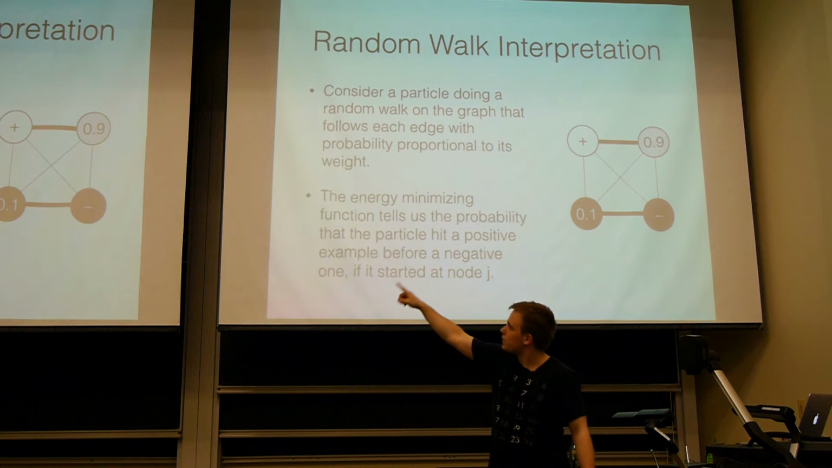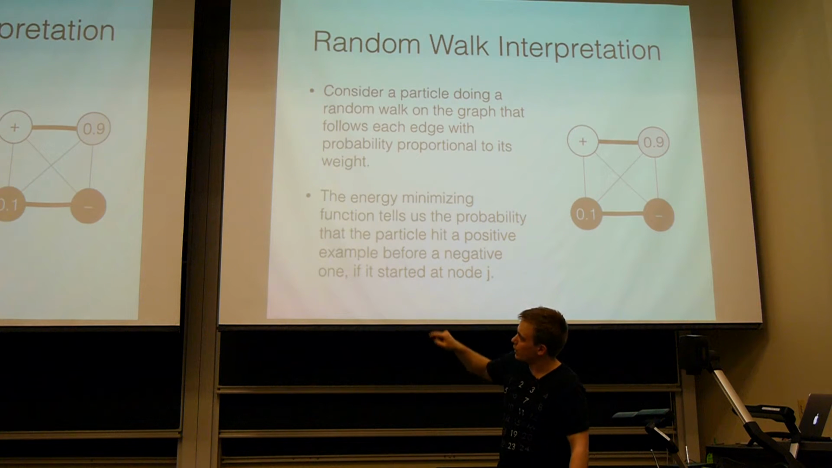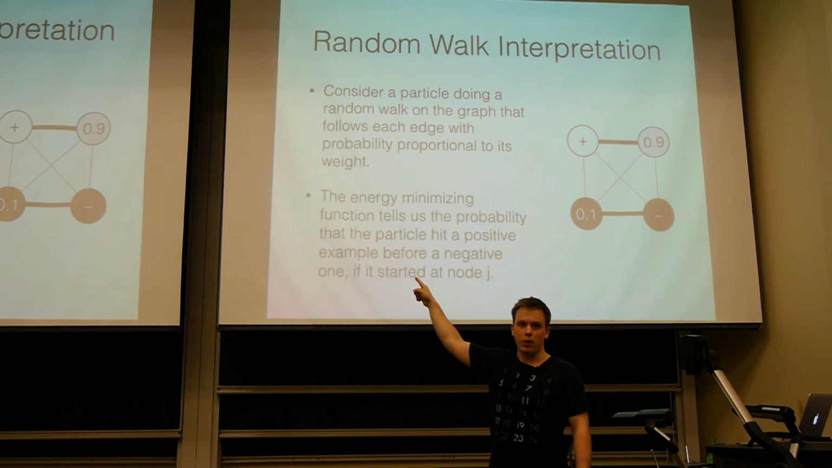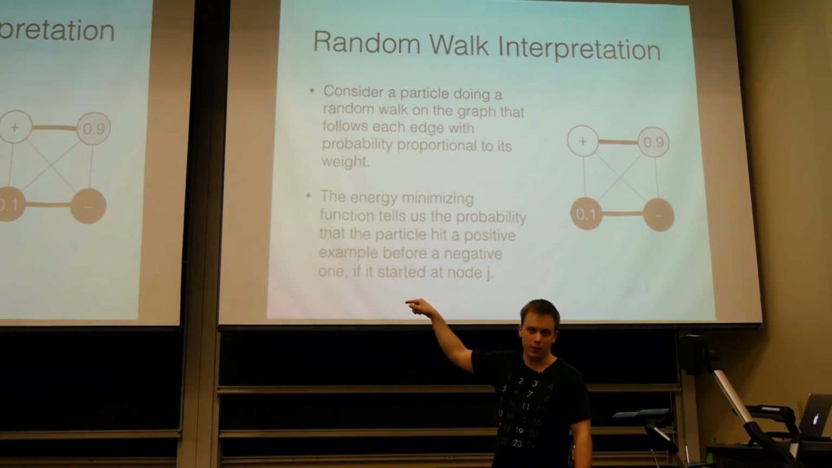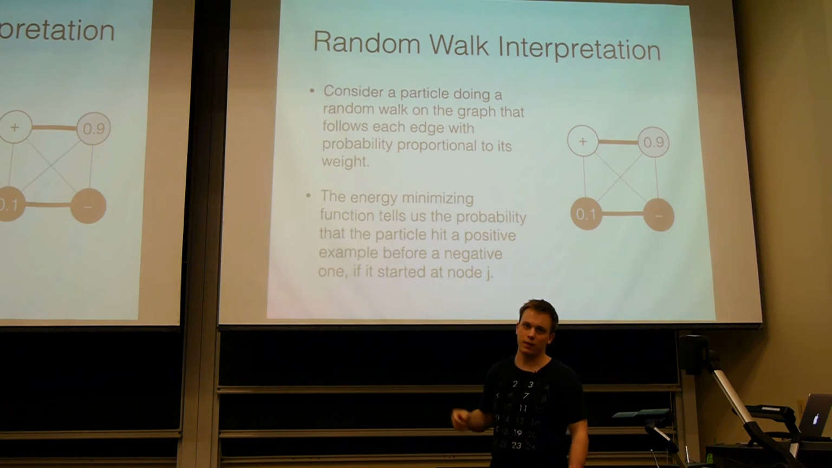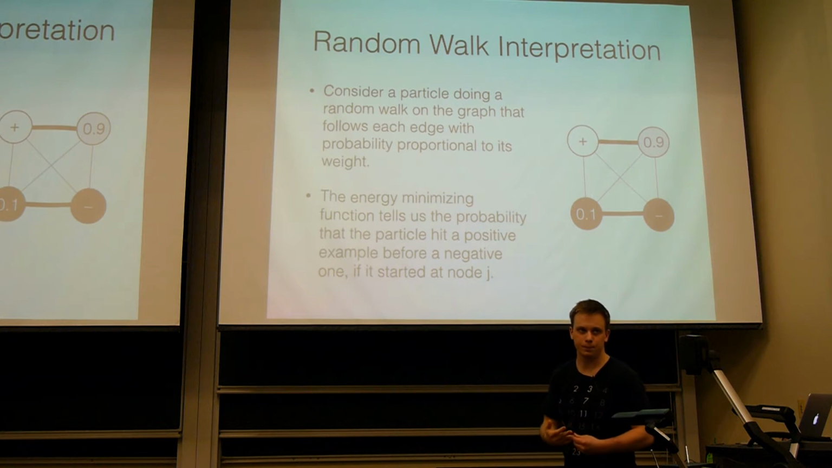So in this example, supposing that this was the labeling that minimizes that energy function, what that would tell us is that if you started a random walk in the top right corner, and then you followed edges with probability proportional to their edge weight, then with 90% probability you would hit the positive sign before you hit the negative sign. And for the node in the bottom left corner, with 90% probability you would hit the negative sign before you hit the positive sign.